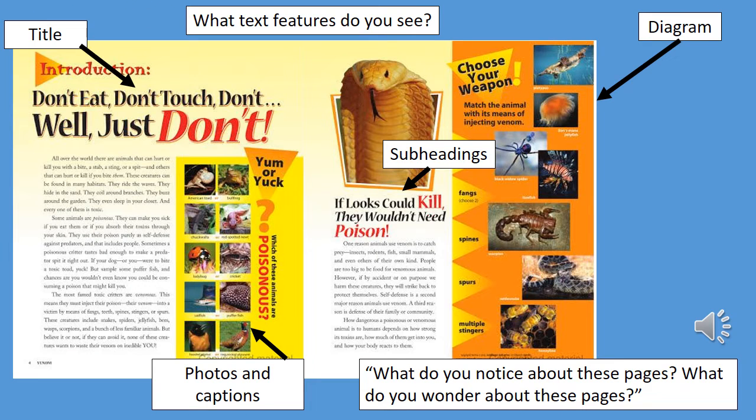These are the pages that will be read aloud to you today. Take a look. What do you notice about these pages? And what do you wonder as you're looking at them? What text features do you see? Do you see the title, photos and captions, subheadings like "If looks could kill, they wouldn't need to poison," a diagram over to the right? Think about all these text features that help you as the reader make sense of this very informational text that you're going to be reading.